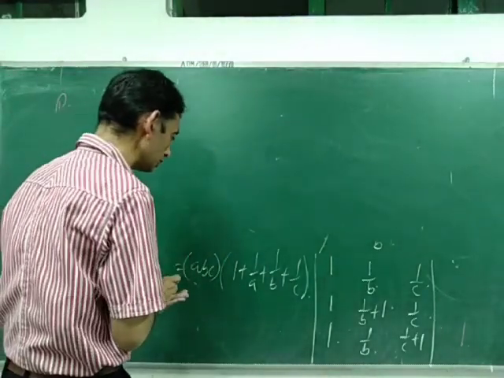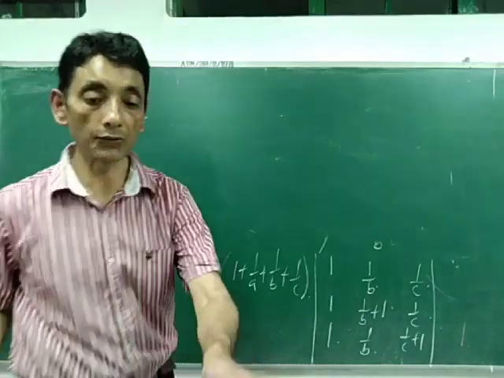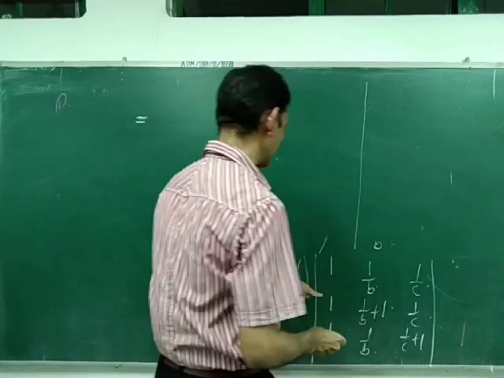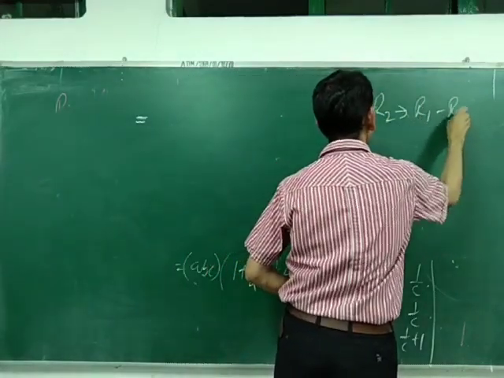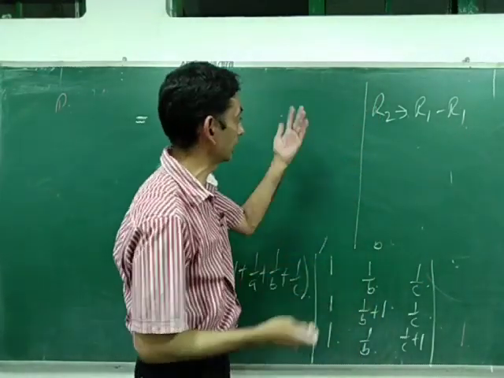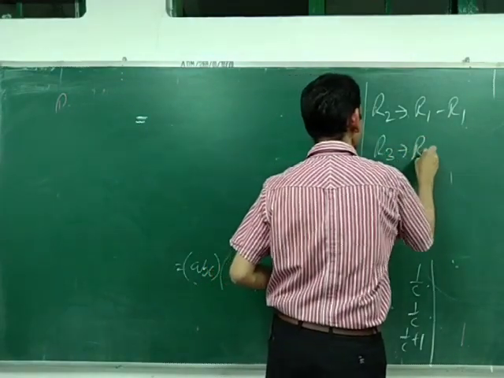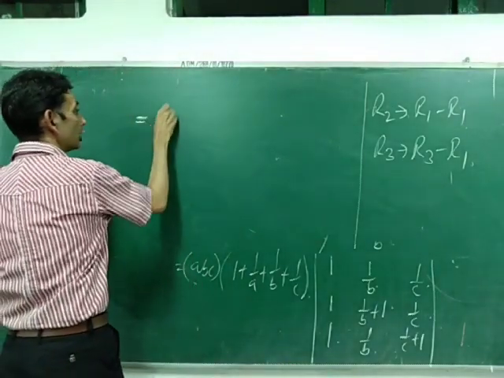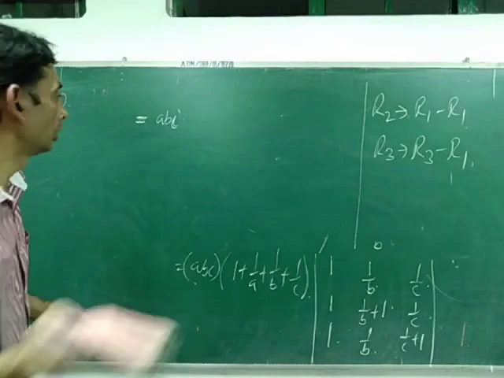First of all, you need to confirm the operation you are going to do. What operation we are going to do is this one. So we are going to change R2: R2 minus R1. So if you subtract this one minus this, then only it will be 0. So R2 minus R1. Then similarly, we are going to change R3 also: R3 minus R1.